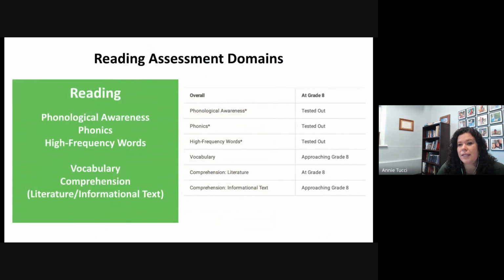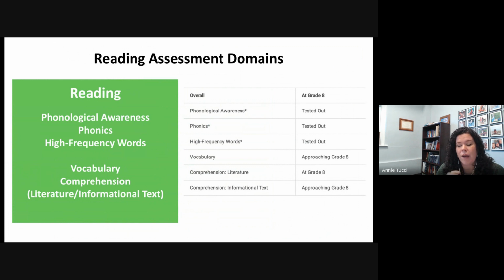The reading assessment domains are broken up into several categories: phonological awareness, phonics, high frequency words, vocabulary, comprehension overall, and then it's broken down for literature and informational text. Phonological awareness, phonics, and high frequency words are early reading standards. So we include these on the upper grade levels as a subtest within the reading assessment.